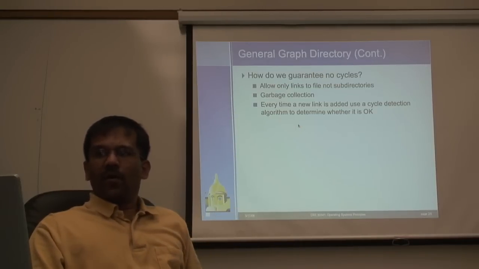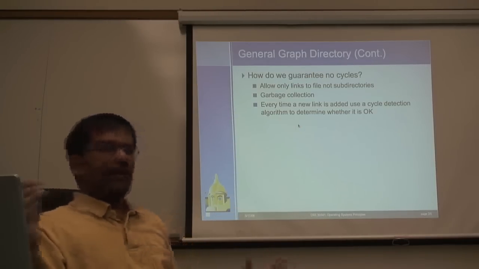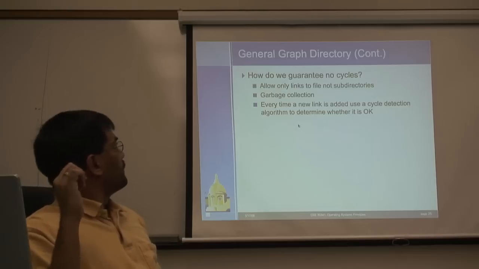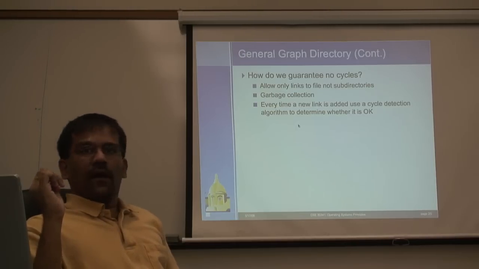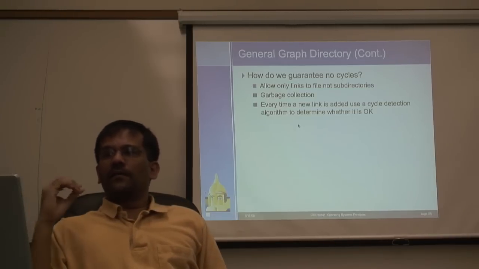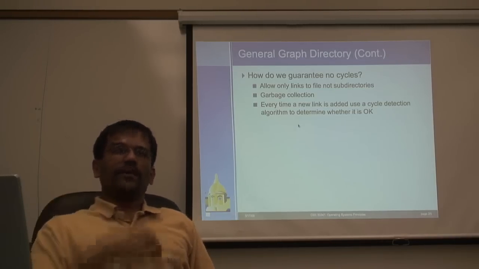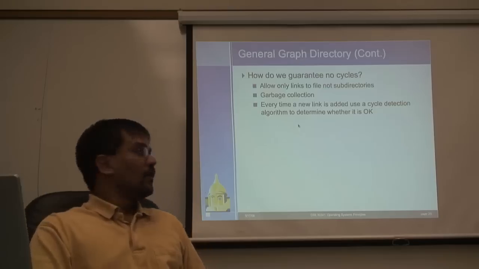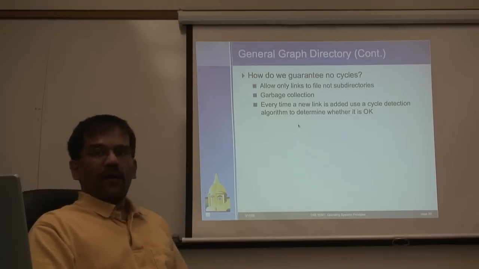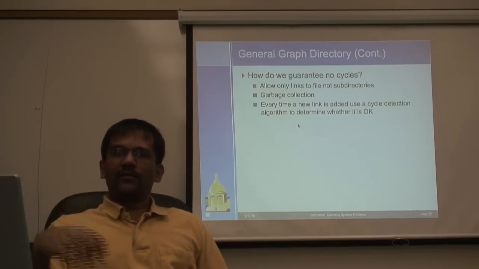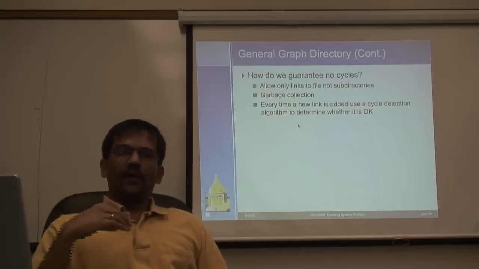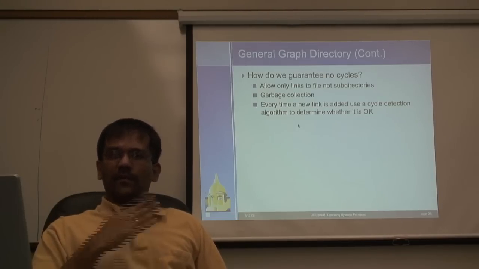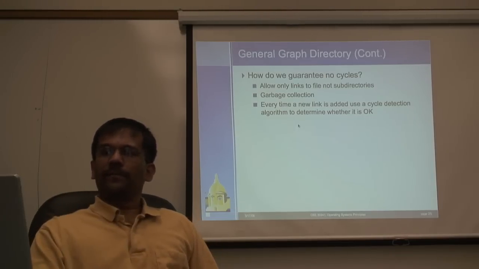And the OS need not worry about it. Or if it worries about it, then it can specify that the pointer should only be to files and not directories and so on. So the OS can enforce that there should be no cycles, or the OS can just leave it up to the user. So if you were to do a breadth first search on these, then you essentially go into a loop.